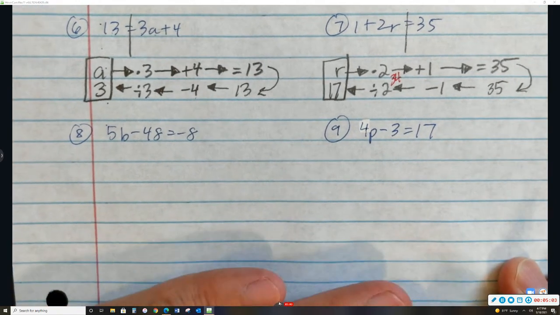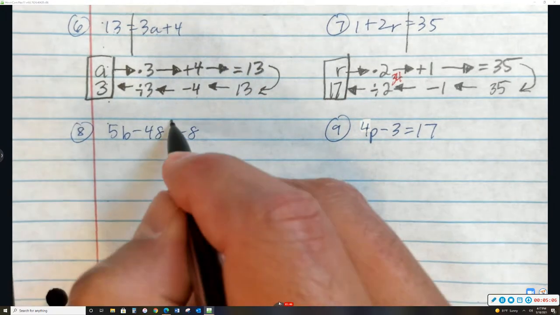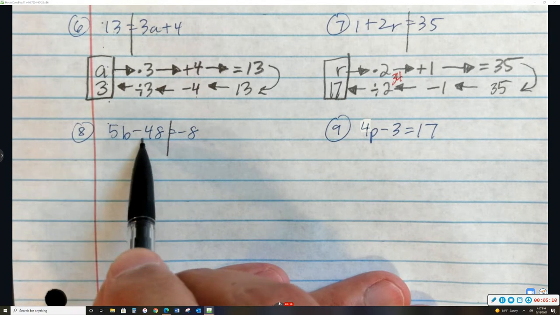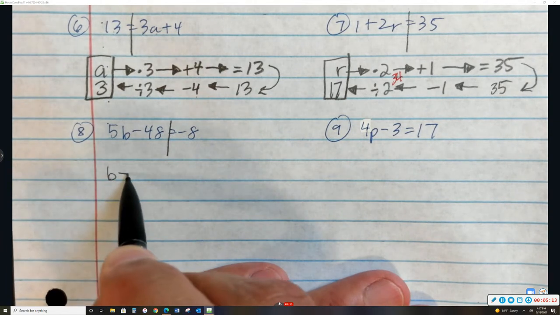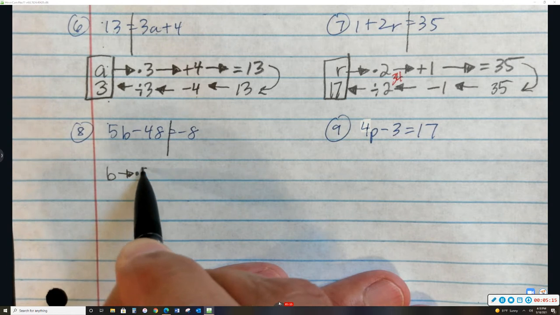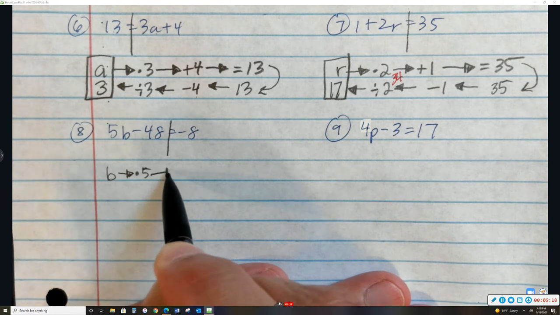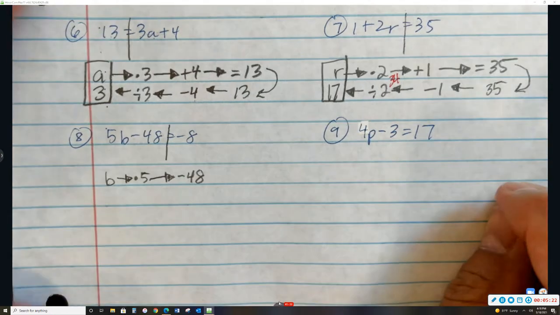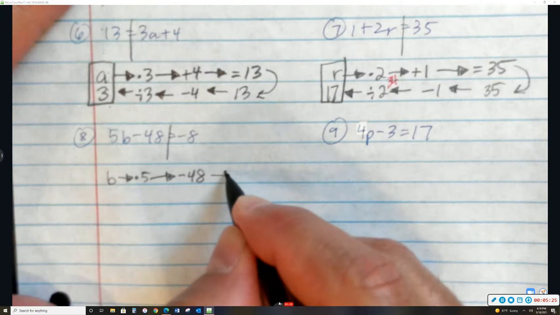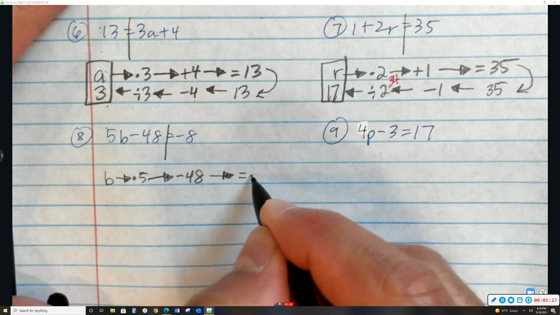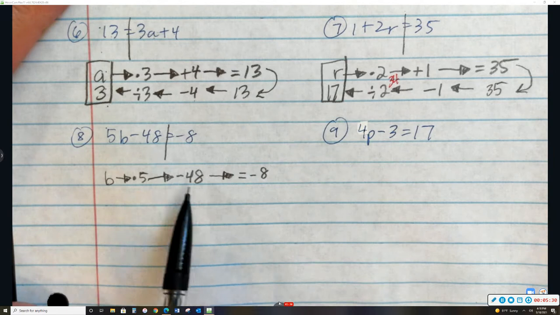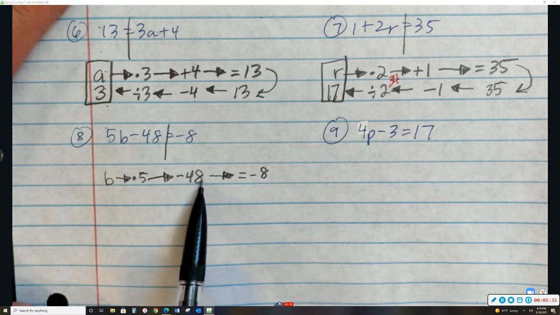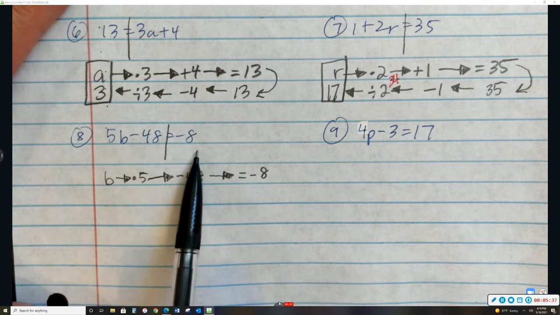So then when we go to 8 and 9, again, here's the equal sign. And we have b times 5 minus 48. So here's b times 5 minus 48. And all of that equals negative 8. And be careful, because this minus 48 kind of looks like this negative 8 when it's just written. Just kind of make a note of that.